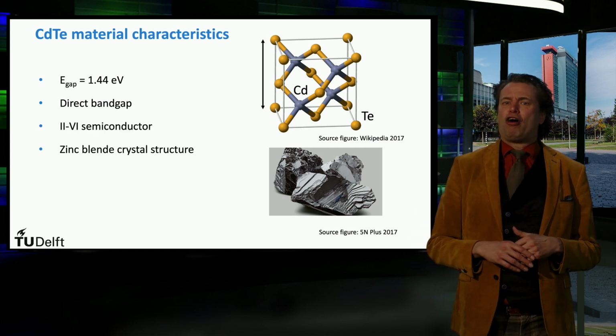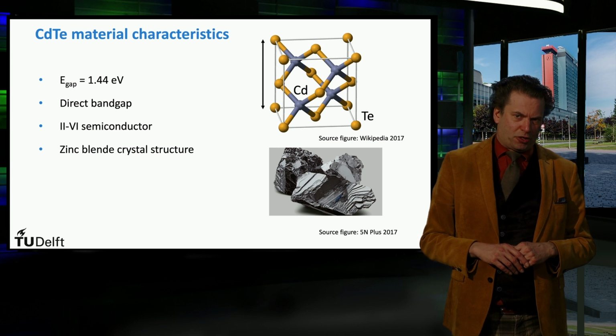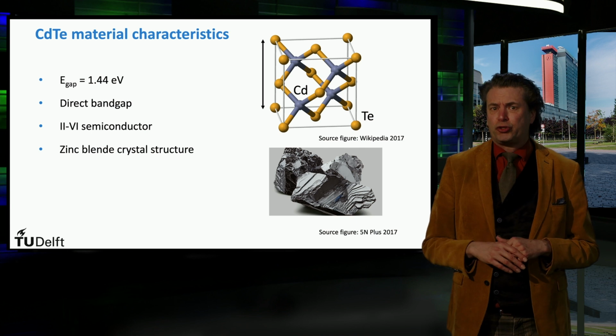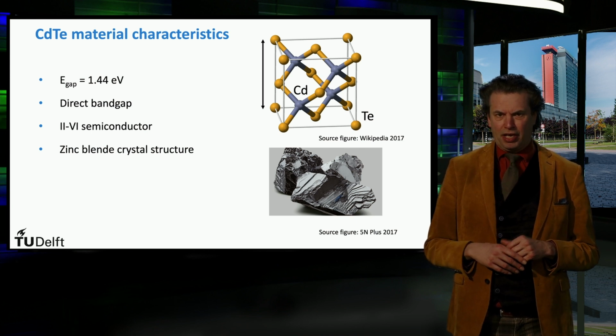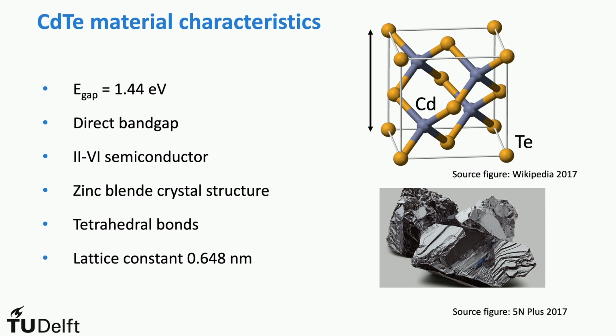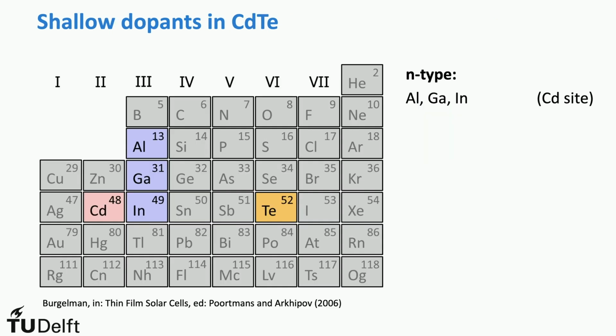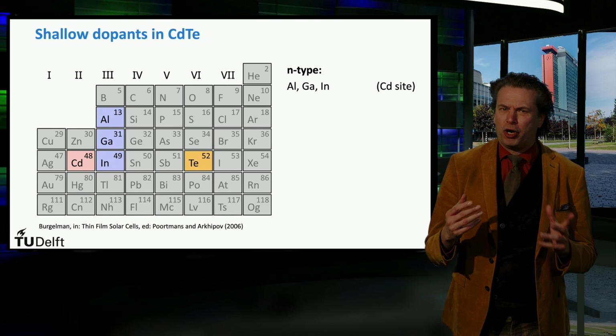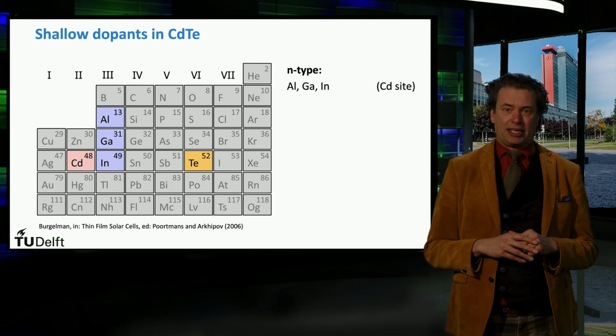The atomic structure of this 2,6 chalcocyanide semiconductor is a zinc blende crystal structure similar to that of gallium arsenide. Each atom of cadmium has tetrahedral bonds with 4 neighboring tellurium atoms. At room temperature, the lattice constant is 0.648 nanometers. Cadmium telluride material can be grown both P and N-type. It is however very problematic to achieve moderate to high doping concentration in cadmium telluride.